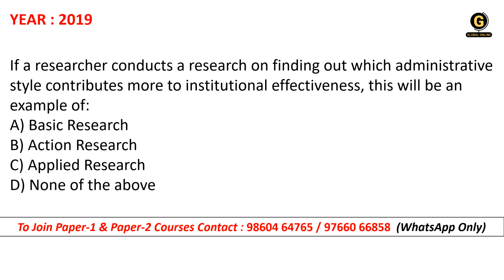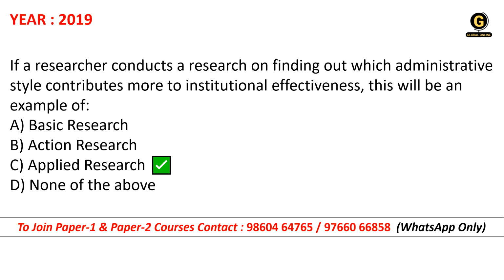If a researcher conducts a research on finding out which administrative style contributes more to institutional effectiveness, this will be an example of basic research, action research, applied research, or none of the above. So the right answer is option C, that is applied research.